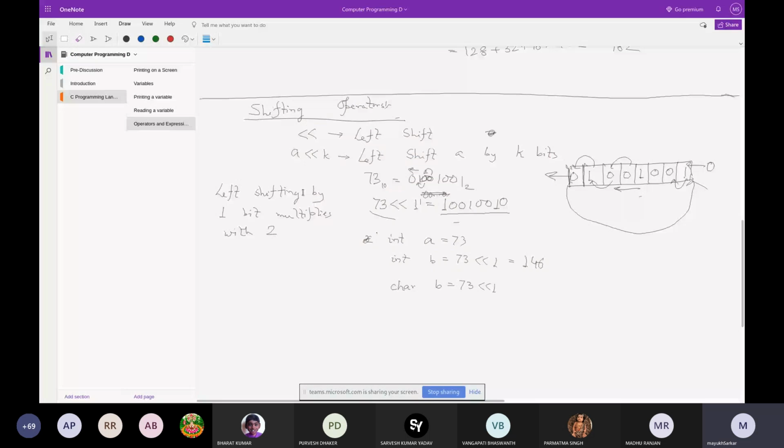In fact, if you take this bit pattern as signed, this gives you minus 110, and as unsigned, as I said, because the value bit is not being wasted, the value is left shifted to the first cell and you'll get 146. That's what you're getting here, minus 110 and 146.